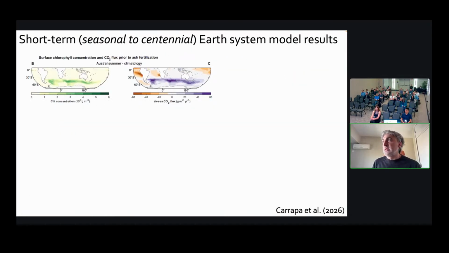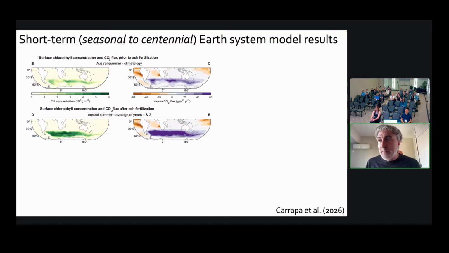And these are the results for the seasonal to centennial simulations based on CESM. Here I show results for the control simulation, with dust aerosols but without volcanic ash aerosols. This is showing a climatology for the austral summer, with chlorophyll concentration on the left and air-to-sea CO2 flux on the right. We see that dust aerosols produce a flux of CO2 into the ocean at seasonal scales.